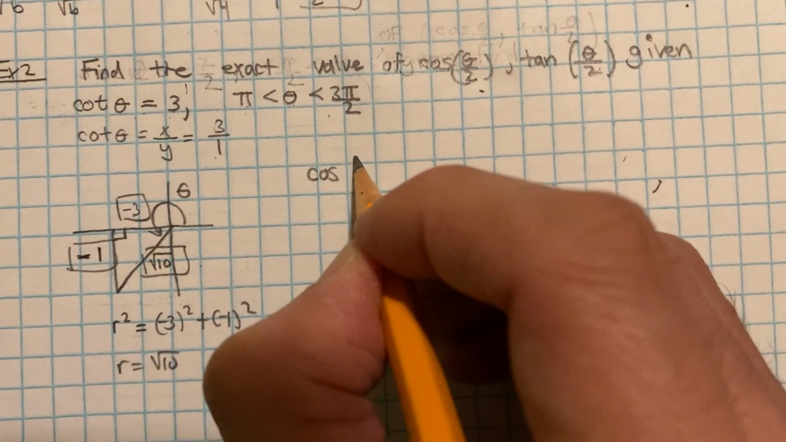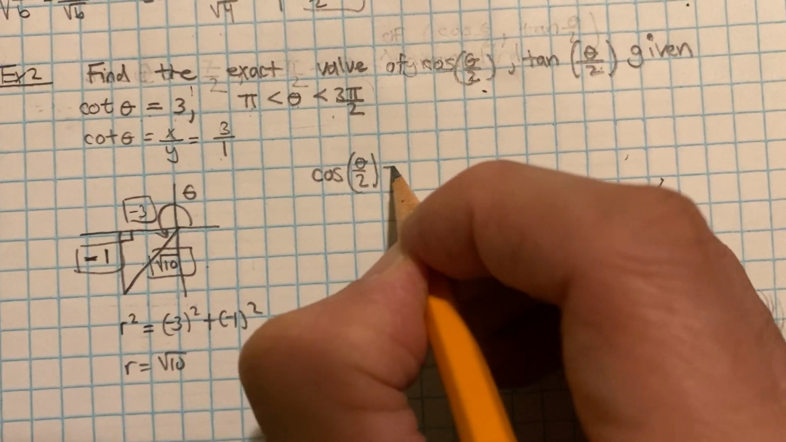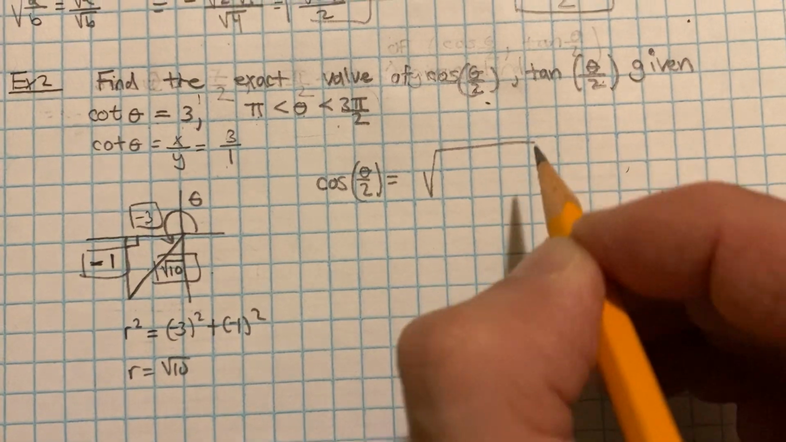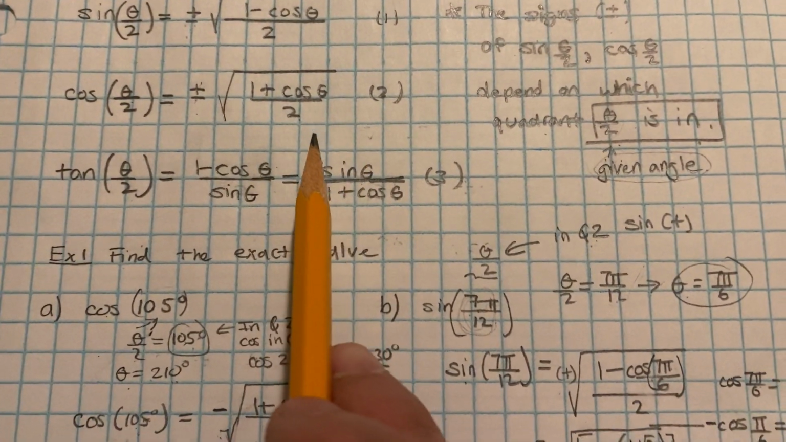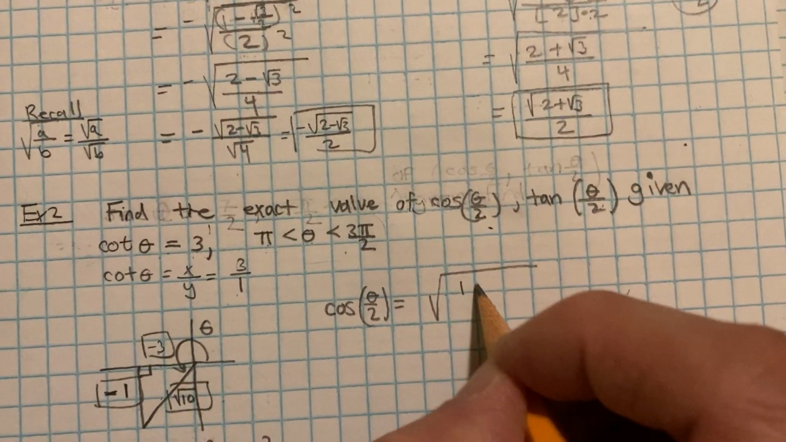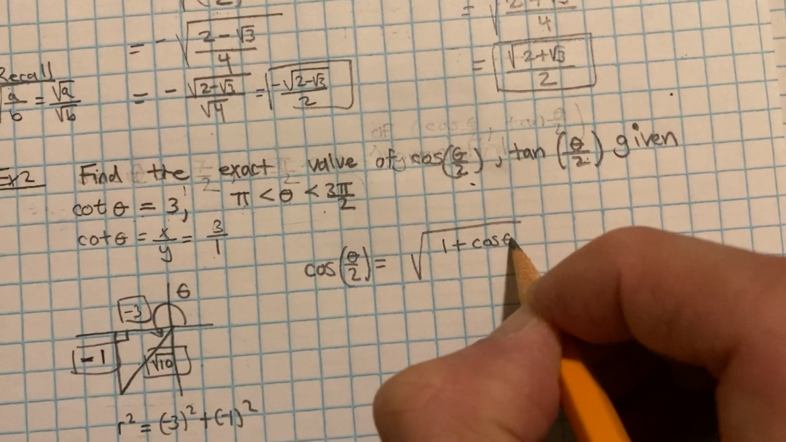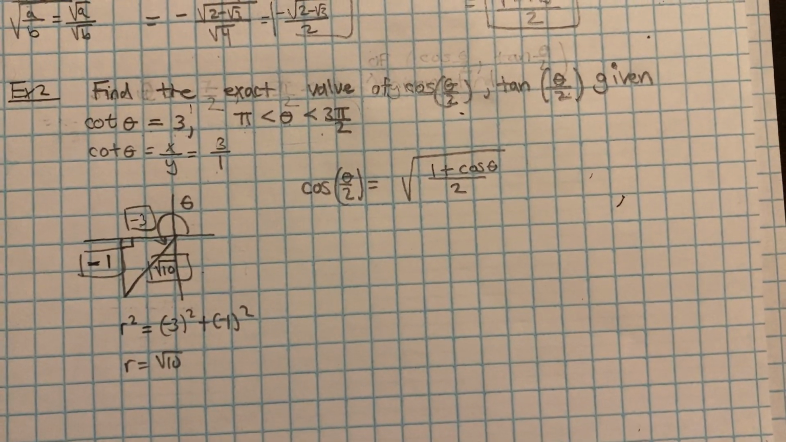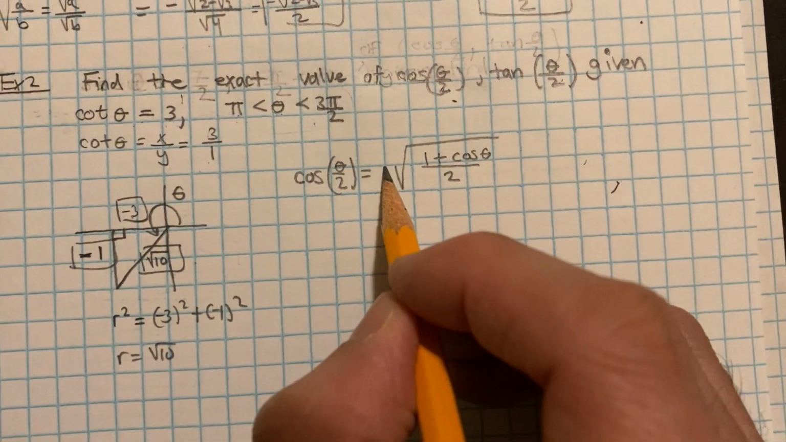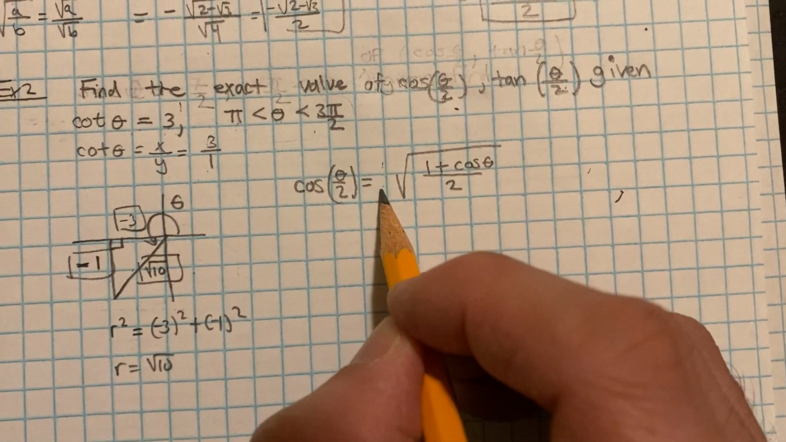All right, cosine of theta over 2 is equal to our formula. If we take a look, it's the square root of 1 plus cosine theta over 2. Now, before I plug in the numbers, I need to figure out what the sign is. Is it going to be positive or is it going to be negative?